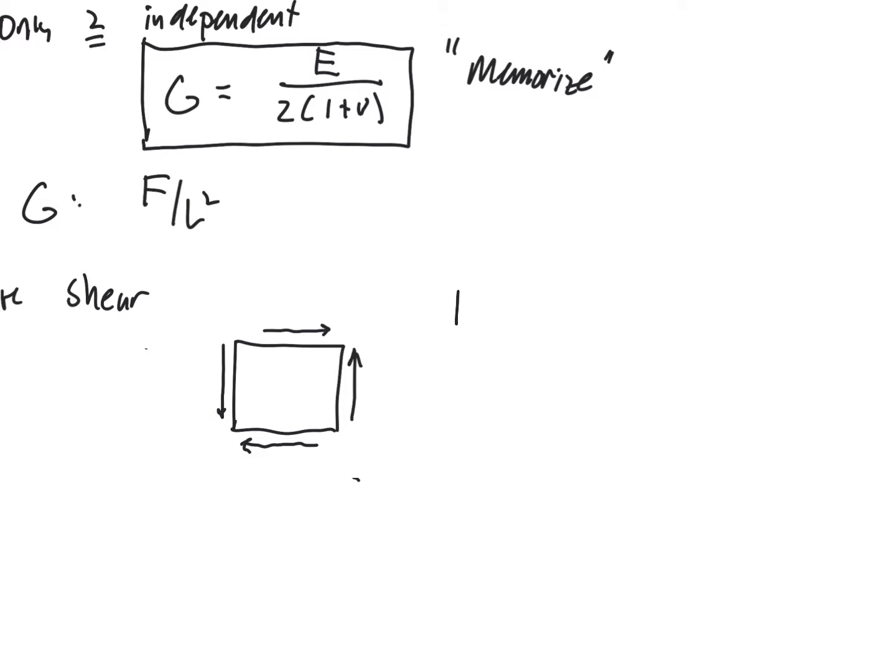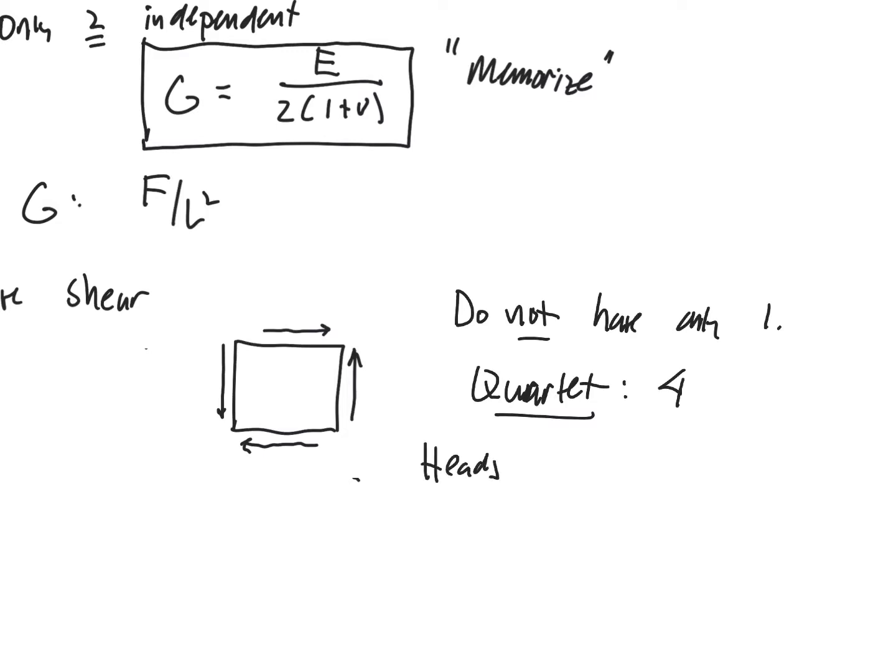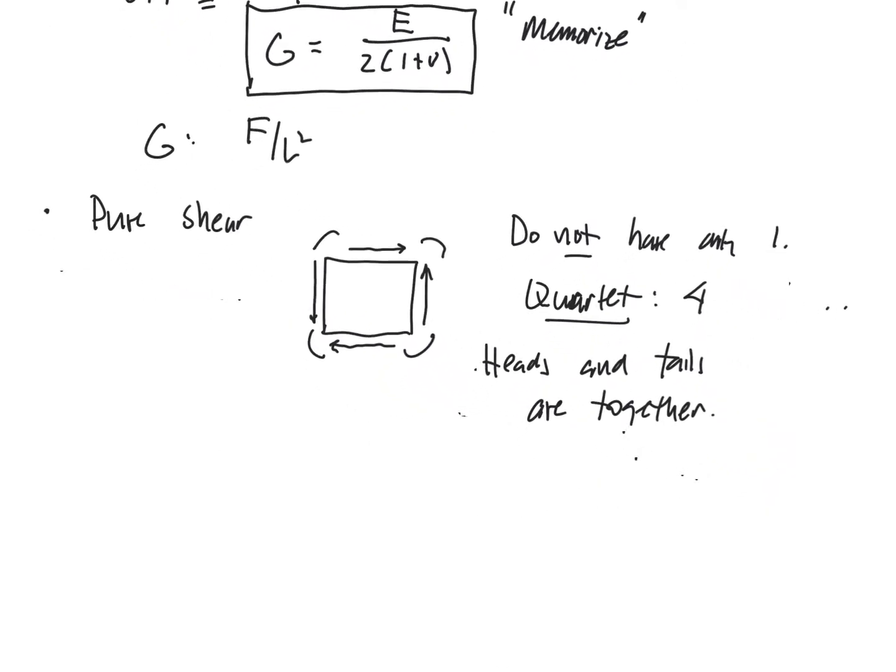So we'll say that we do not have only one. We have 4. It is a quartet. There are going to be 4. And we say that the heads of the arrows and the tails are together. And so whenever we think about pure shear, we think about there being 4 values, not just one. And that's something that we're going to keep repeating.